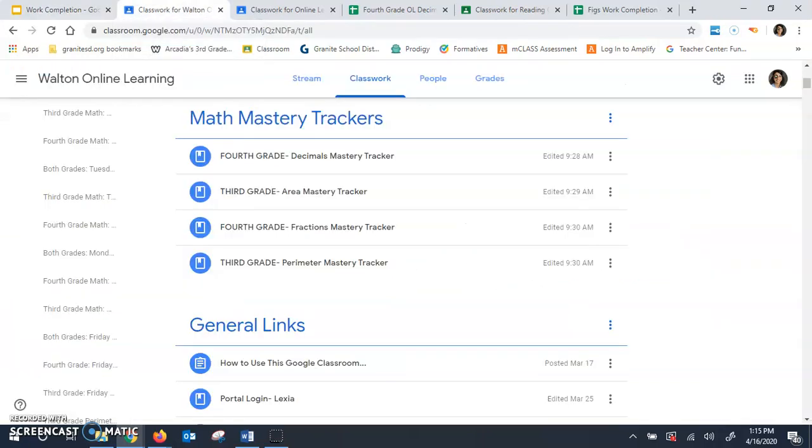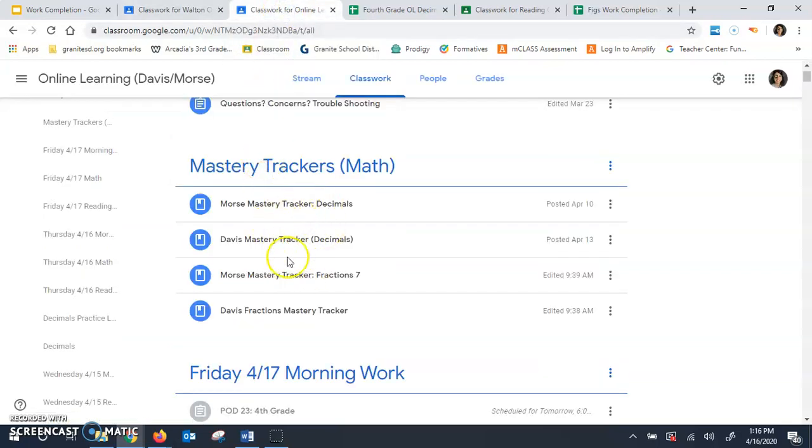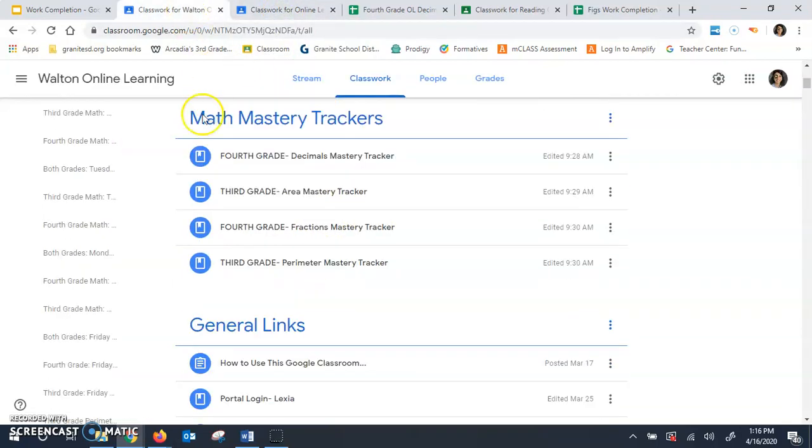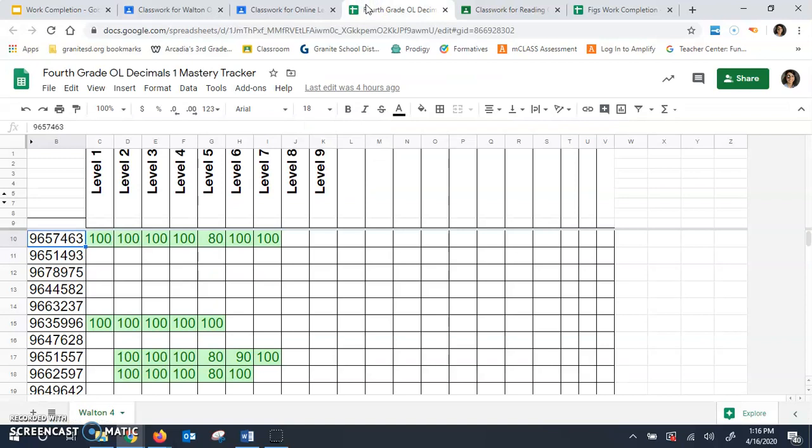The math trackers will be found at the top of the online learning Google Classrooms for both my class and Mr. Morse and Miss Davis's class. There you'll find everything we've been working on during this online learning time. For third grade, we did perimeter, and we just started area, and in fourth grade we've done fractions and we just started decimals. So let's take a look at this fourth grade decimals tracker.